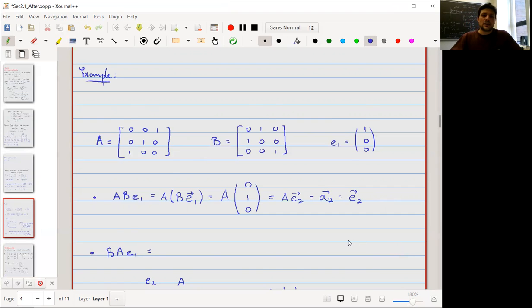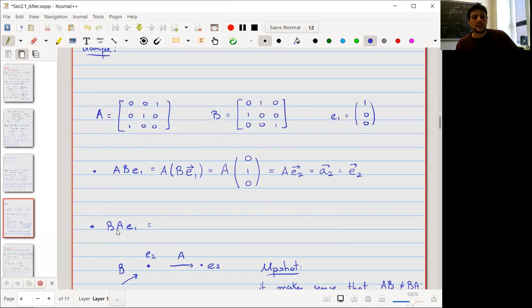Let's compute the other order of the matrices. B times A times E1. This is B times A E1. Well, A E1 is a copy of E3. So this is B times E3. Well, let me write it like this. A times E1 is A1, but B times A1 is the same as B times 0, 0, 1, which is the third column of B, which in this example is E3.